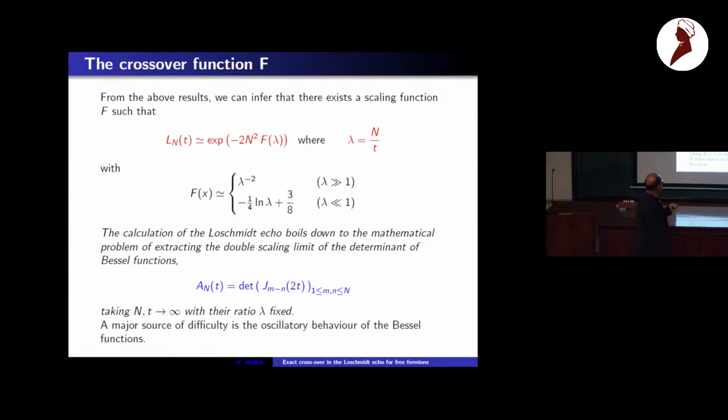So why is it hard? It seems to be kind of an elementary problem. The source of difficulty is the fact that these Bessel functions are very highly oscillatory. So they don't behave so well.